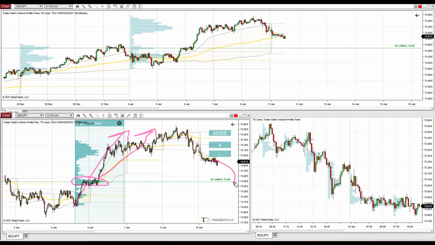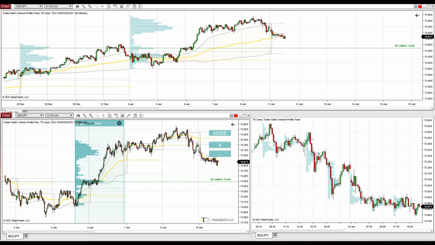So when there's a pullback to the place where the volumes were the heaviest in here at 74.49, I think that those buyers will become active and they'll want to defend this support zone. So this is a reason why the price should bounce off this area when the price makes the pullback here, right? So that's the logic behind this trading idea.